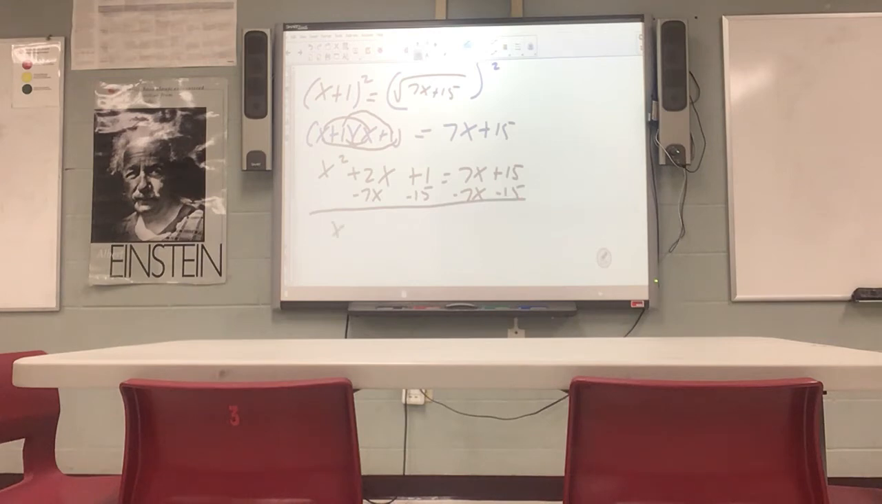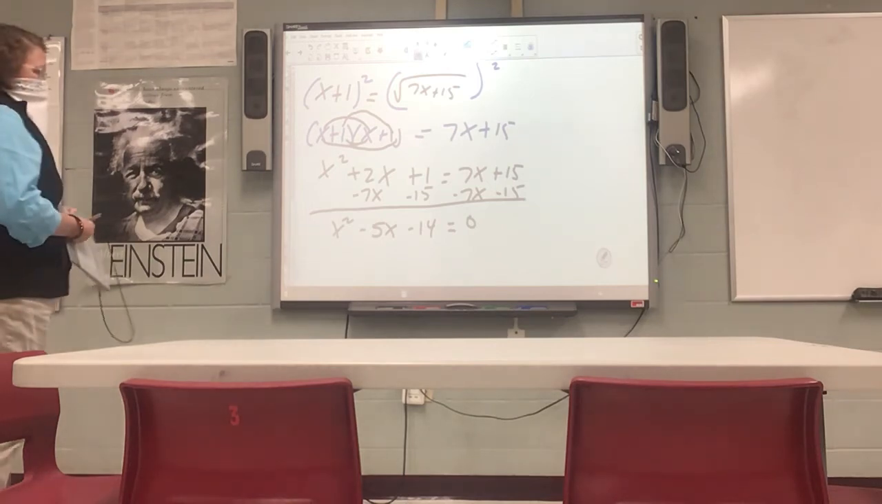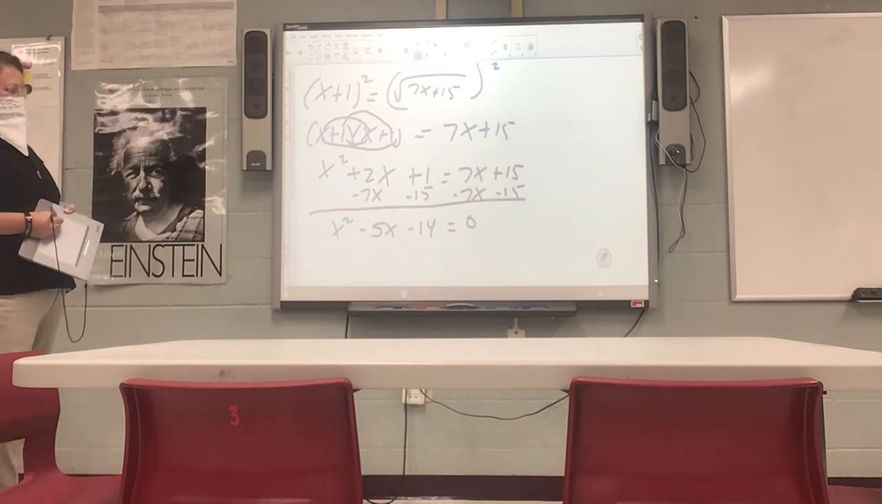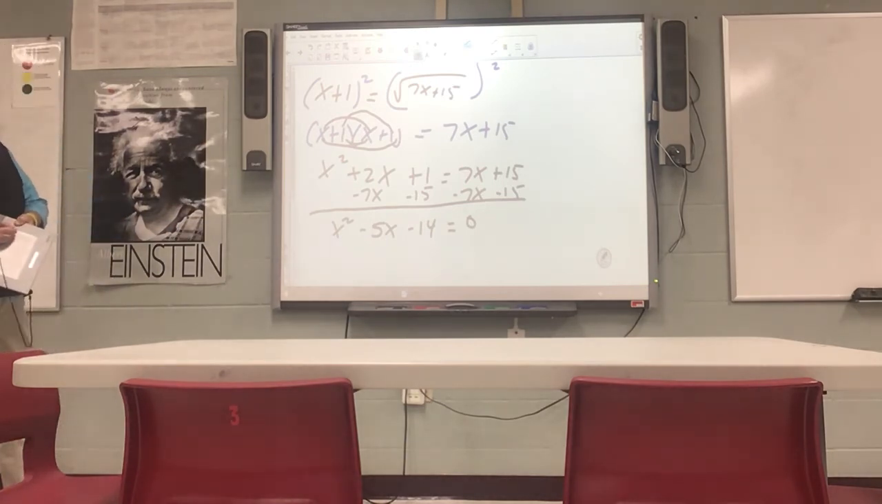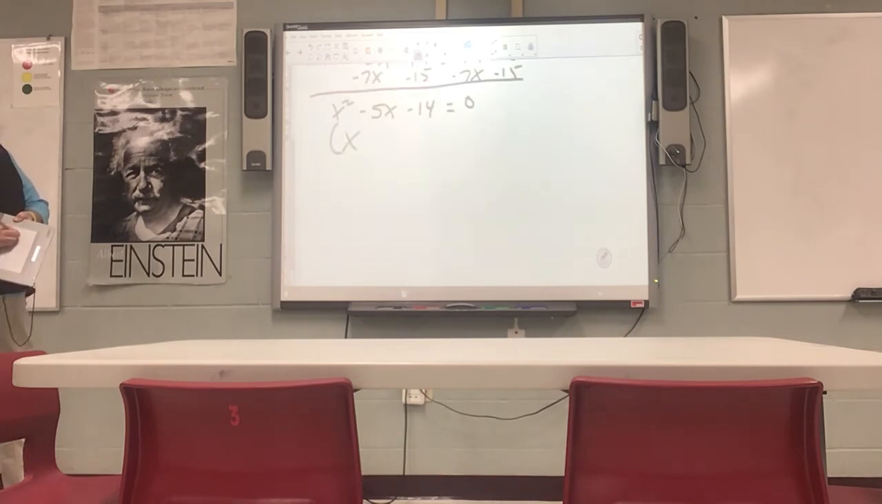So we're looking at x squared minus 5x minus 14 is equal to 0. Now if you want to do the quadratic formula, you've got an A of 1, a B of negative 5, and a C of negative 14. You can do that. I think this one will factor. Factors of negative 14 that add to negative 5 would be negative 7 and positive 2. So I'm going to write x minus 7 times x plus 2.